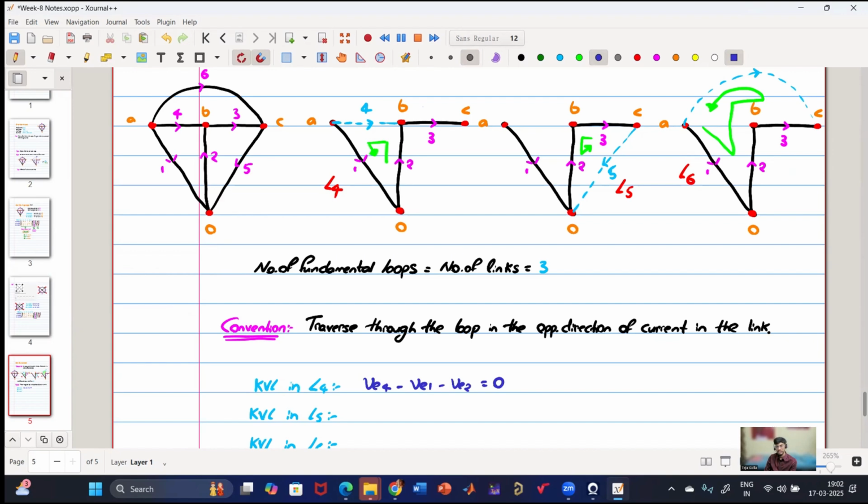Then how from A to B, sir? We are not going from A to B, right? We are going from B to A, because I have defined the direction in which I am traversing through the loop. Now compared to B, whether A is at a higher potential or a lower potential.